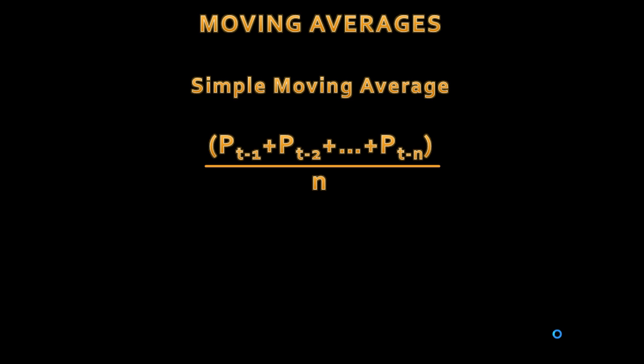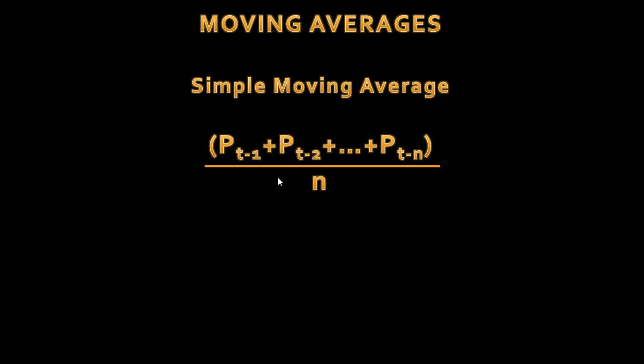Essentially, if you want to calculate simple moving average for 5 periods, so for example, if you want to calculate 5-day moving average, then you take the closing price of the last 5 days and you add them up and divide them by 5. So n here represents the number of periods for which the average is being calculated, and you add the closing price of the security for each of those periods and divide it by the number of periods to arrive at the simple moving average.